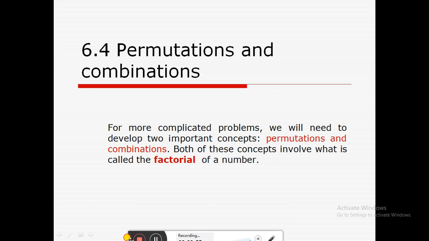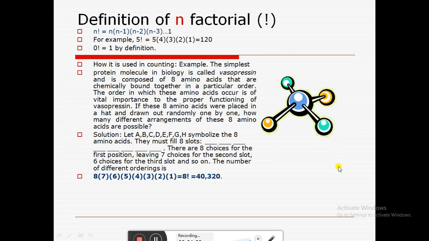For more complicated problems, we will need to develop two important concepts, that is permutation and combination. Both of these concepts involve what is called the factorial of a number. So what is the factorial of a number?